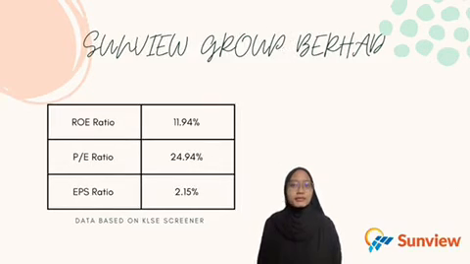The fact that FNN's EPS ratio is so high proves that they are a great company for us to invest in. Lastly, Sunview Group Berhad indicates an ROE of 11.94%. The higher the ROE, the better the company is at converting its equity financing into profits. PE ratio of 24.94% shows that the expected earning is high. Although the EPS ratio of 2.15% is quite low, this company is worth investing in as the buy price is not too high and there is still an increase that can benefit the investors.